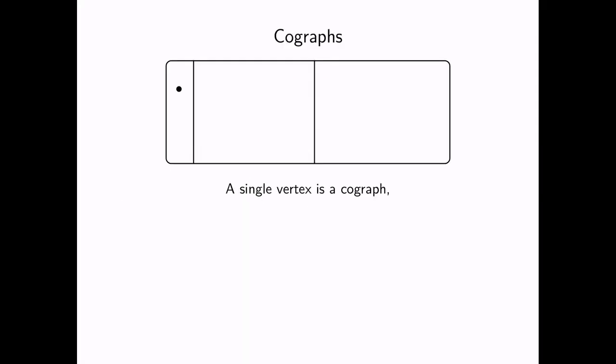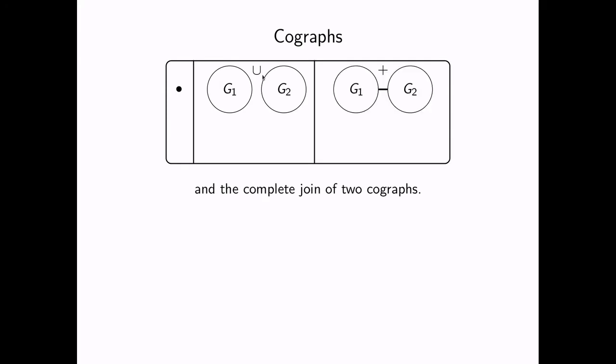So the first entry point is the class of cographs. So cographs are very nice. First, how are they defined? So a single vertex is a cograph, and the union of two cographs is itself a cograph, and the complete sum of two cographs, where you put all the edges between your two cographs, is a cograph. So that's a recursive definition of cographs.